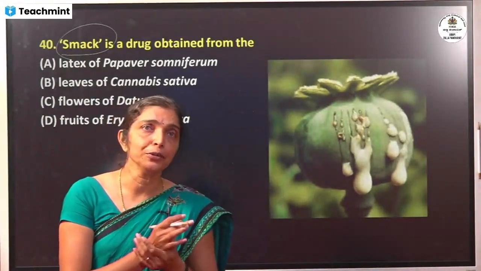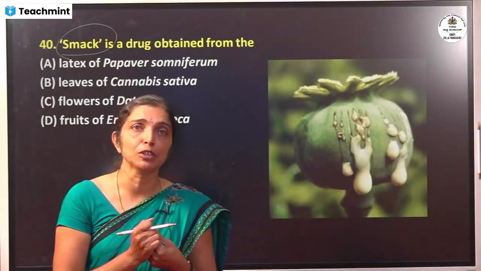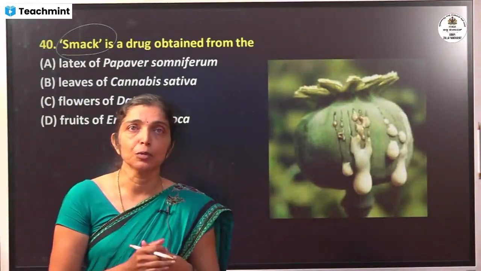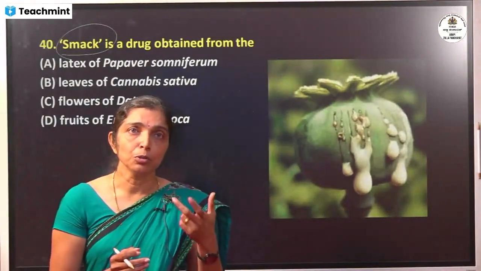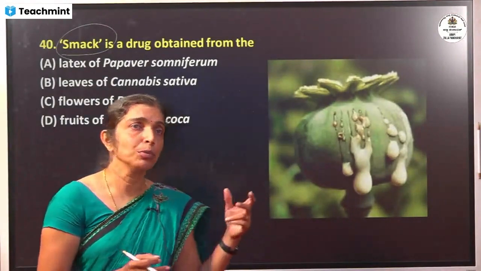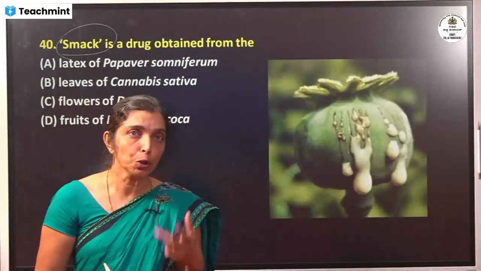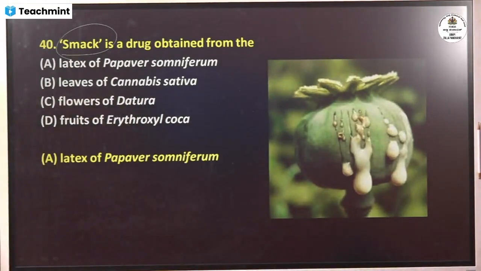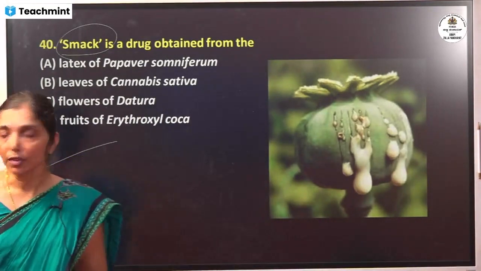Now, from where do you get it? It is obtained from the latex of Papaver somnifera. Morphine is obtained, which is then transformed. From the leaves of Cannabis sativa, you get your marijuana and so on. And from fruits of Erythroxylum coca, you get a drug known as cocaine. So, which is the answer over here? Definitely it is A, that is the latex of Papaver somnifera.